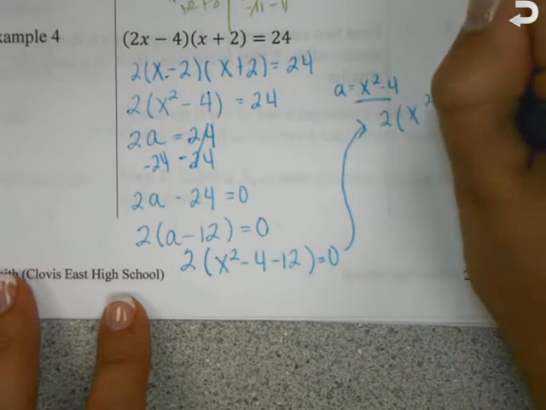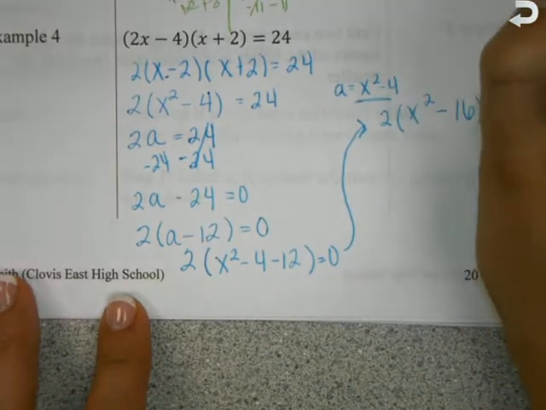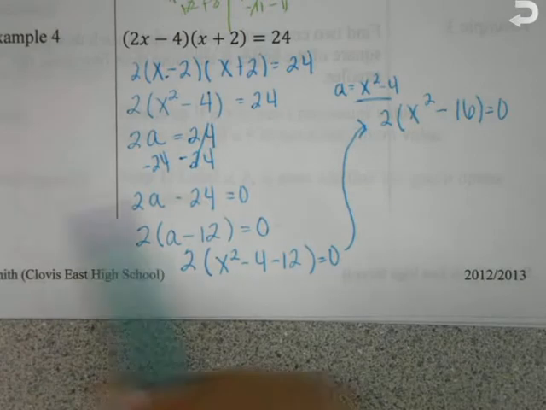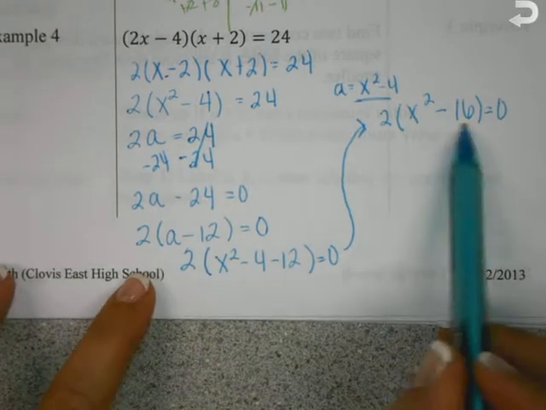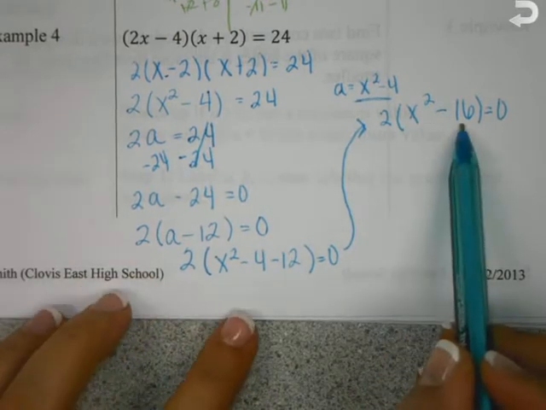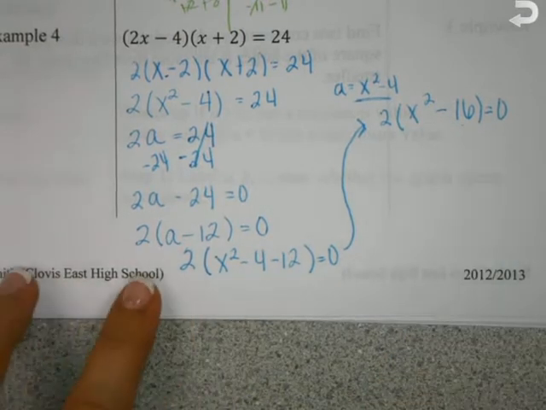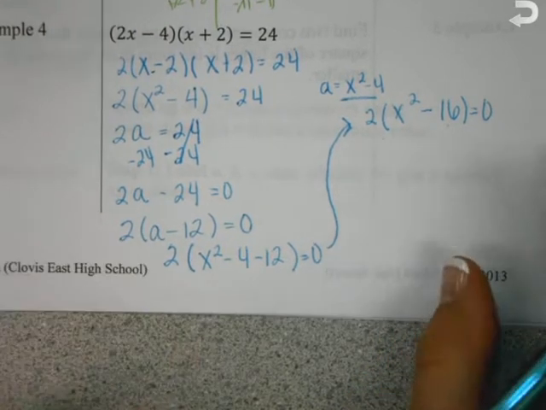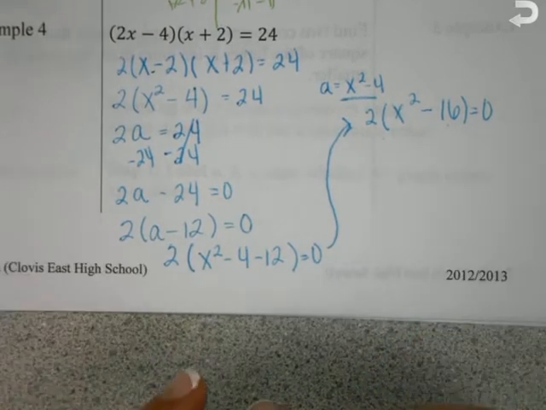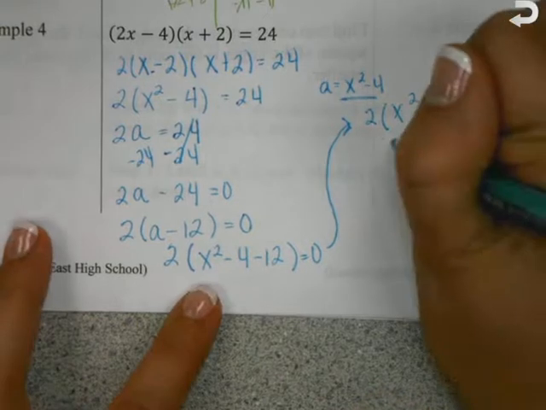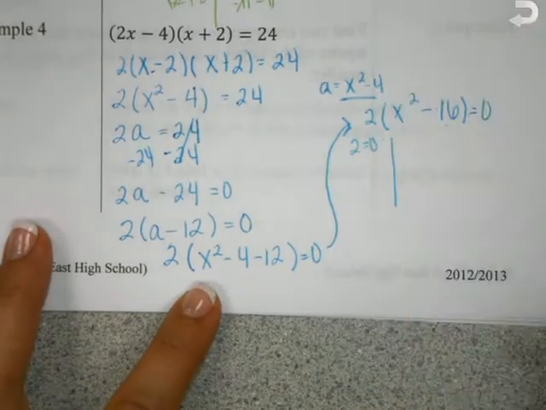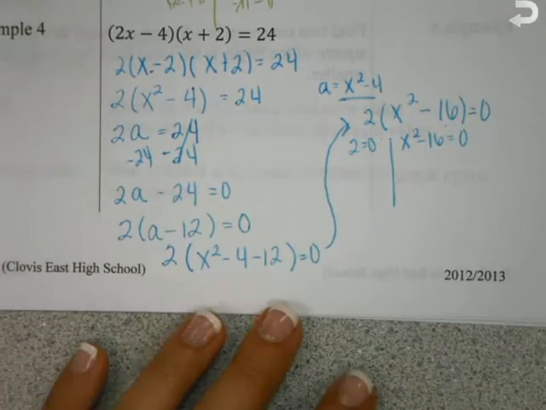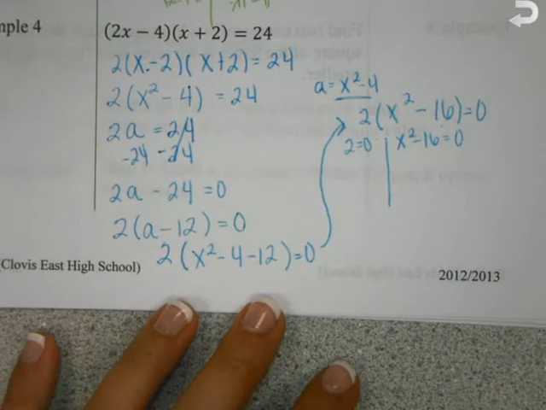Now you have two options here. You can factor this out using difference of two squares and then set each one of those equal to 0. Or you can just set the factors equal to 0 right now. Which one do you guys want to do? Okay, so we have 2 equals 0 and x squared minus 16 equals 0. 2 equals 0, is that possible? No, so we just discard it.